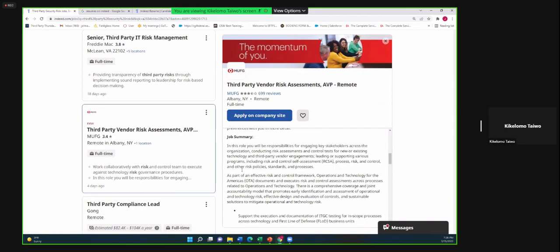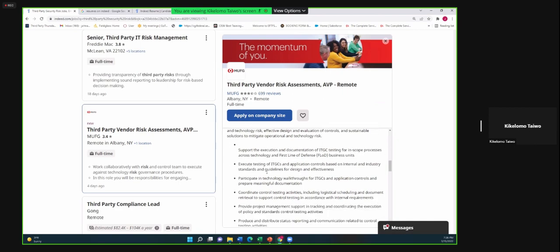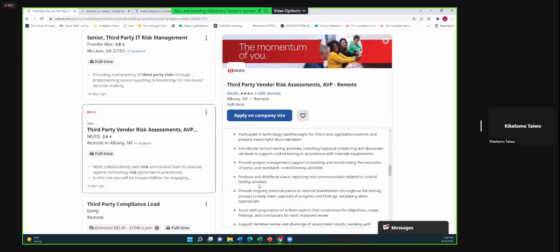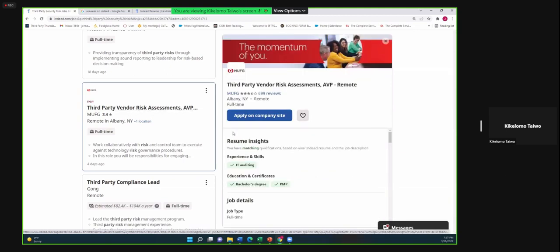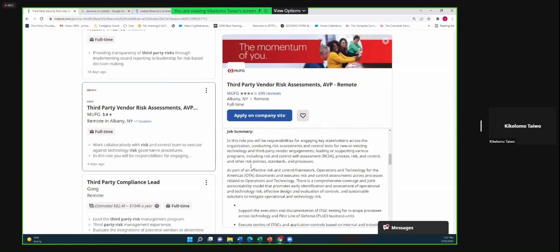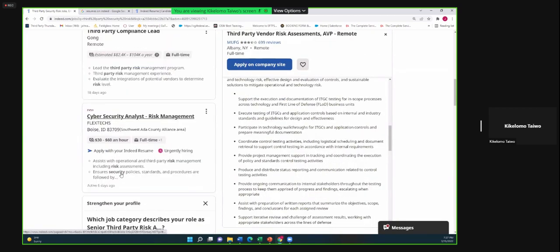If I see something that I feel I like, such as support the execution and documentation of IT testing for in-scope executive testing, no, these are more like audits, testing controls on IT. So let me just go. This is a good job right here. This job. This is interesting. Don't worry, let's move on.